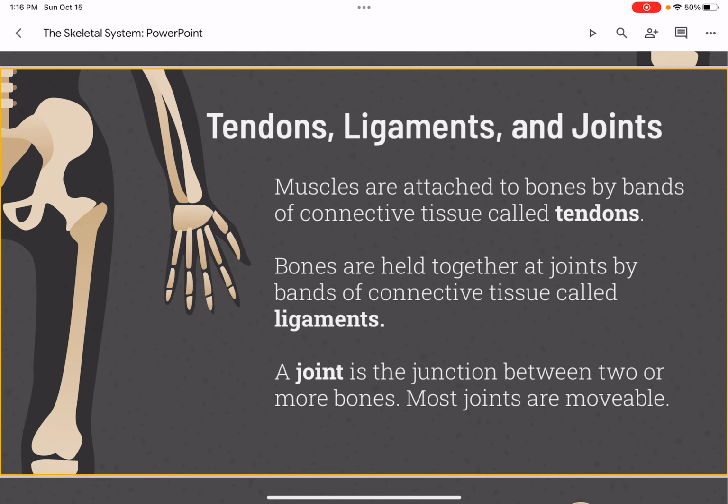Muscles are attached to bones by bands of connective tissue called tendons. Bones are held together at joints by bands of connective tissue called ligaments. A joint is the junction between two or more bones. Most joints are movable.